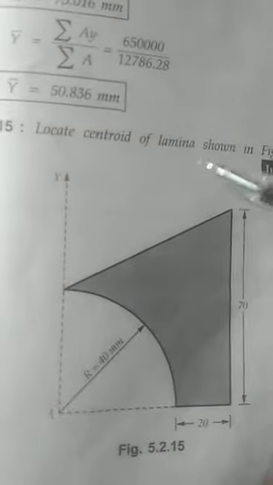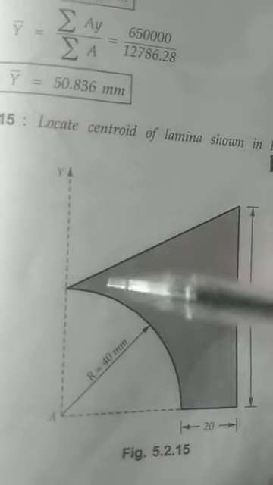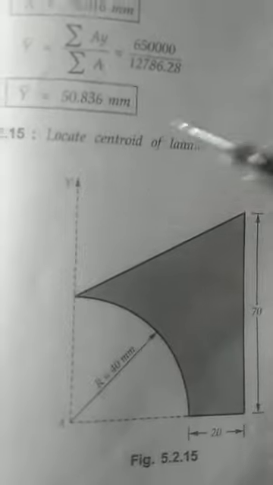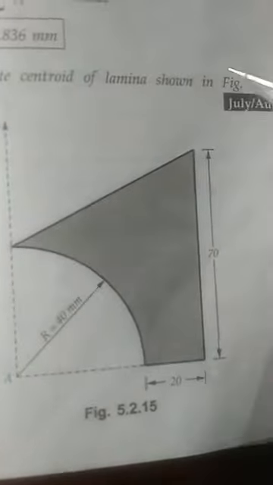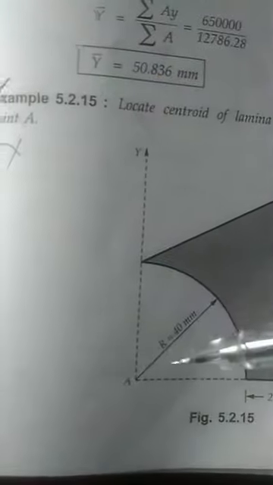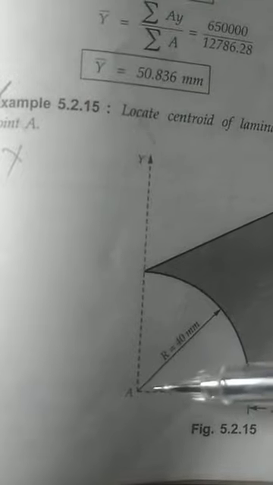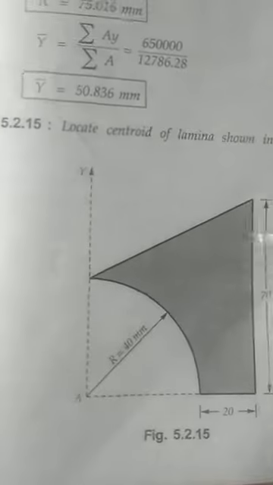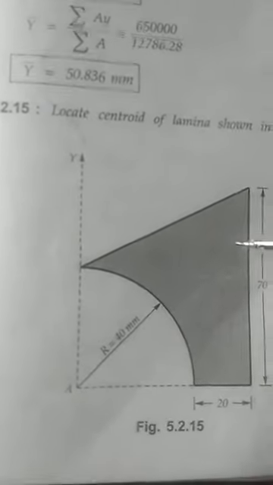See here, this is another typical problem. Here they ask you to locate the centroid of the lamina shown in the figure with respect to the point A. Okay, so A is here. So with respect to this, you need to determine the centroid of this section.